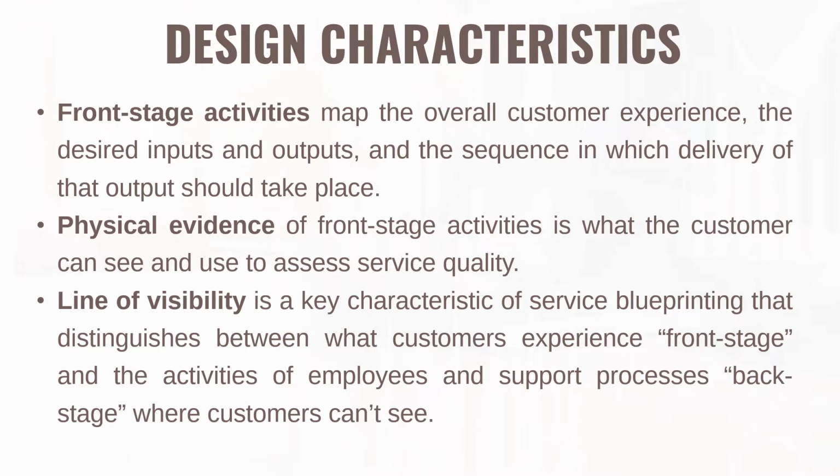Under the design characteristics of the service processes, the first one is the front stage activities, which maps the overall customer experience, the desired inputs and outputs, and the sequence in which delivery of the output should take place. Second, physical evidence of front stage activities is what the customer can see and use to assess service quality. And the third is the line of visibility, which is the key characteristic of service blueprinting that distinguishes between what the customer experiences, front stage, and the activities of employees and support processes backstage where customers can't see.